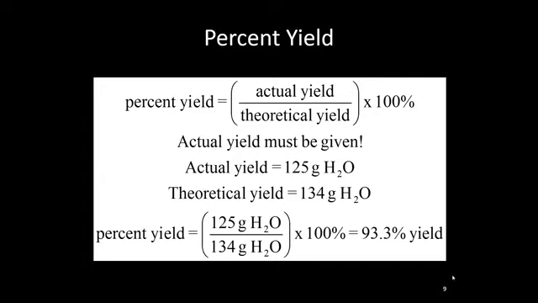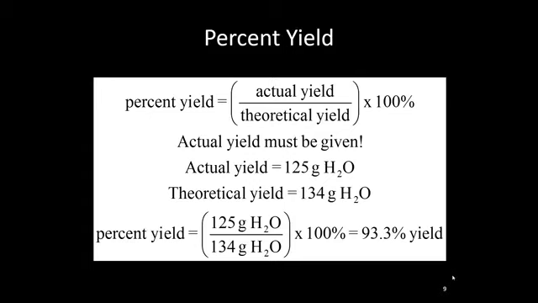Let's pretend that we ran this experiment in the lab, and instead of obtaining 134 grams, we actually obtained 125 grams. Knowing what we actually obtained, we can calculate the percent yield. You take the actual divided by the theoretical yield times 100%.